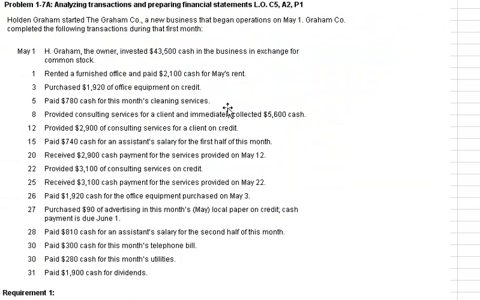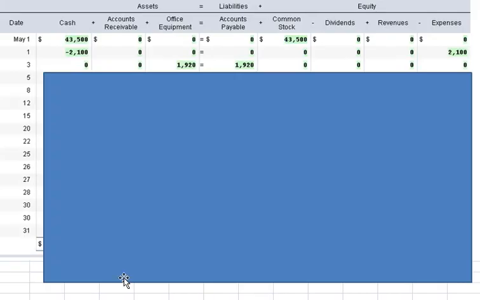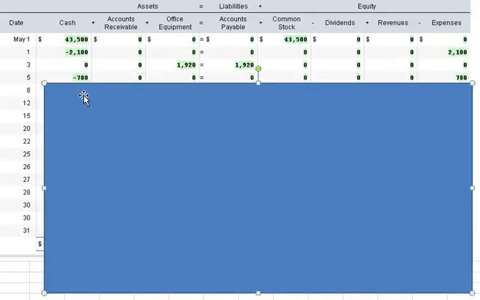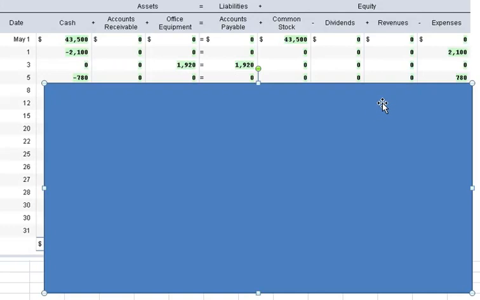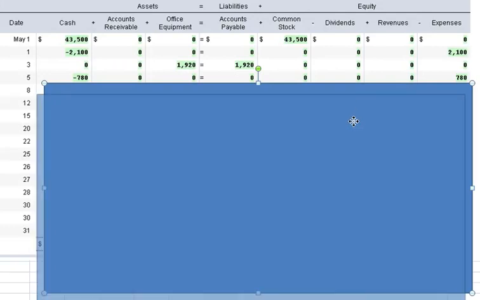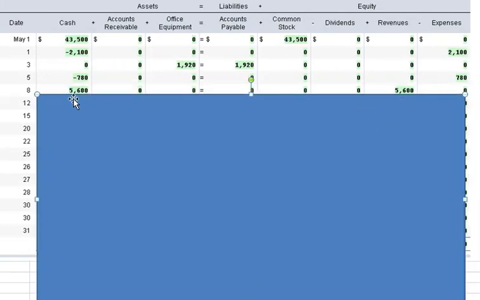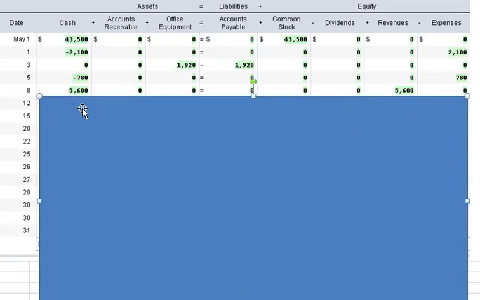Okay, on the 5th we paid $780 cash for cleaning services. We jump back over here. We should see cash go down by $780, and then expenses go up by $780. So we're still in balance. Remember that assets equals liabilities plus equity. Okay, on the 8th, provided consulting services for a client, immediately collected $5,600 in cash. So now I want to see revenues go up, because that's what we do, of $5,600, and the cash goes up of $5,600 as well.